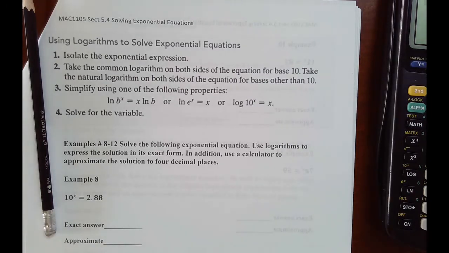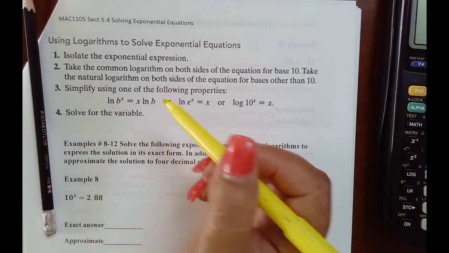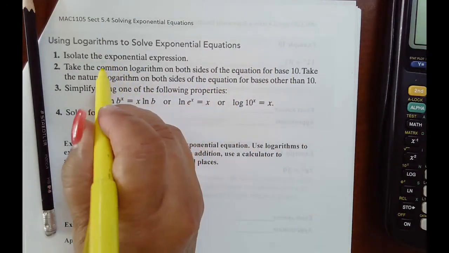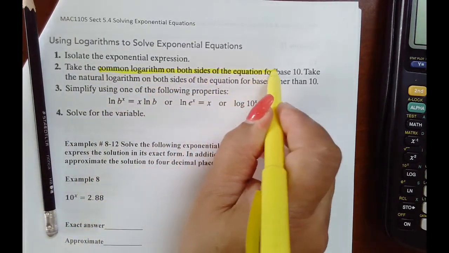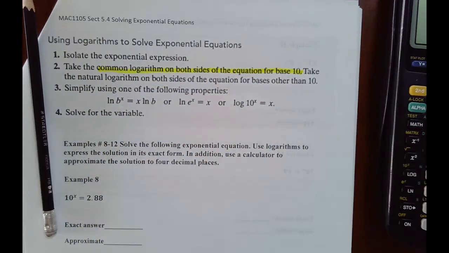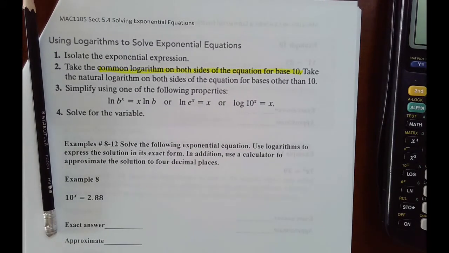Okay, so we move into the problems in numbers 8 through 12. We're taking the log of both sides. We're going to give an exact answer each time as well as an approximate answer using our calculator. Since there are two kinds of logs, we're going to take a common log, log, if the base is 10. We will take the common log of both sides, this kind of log.